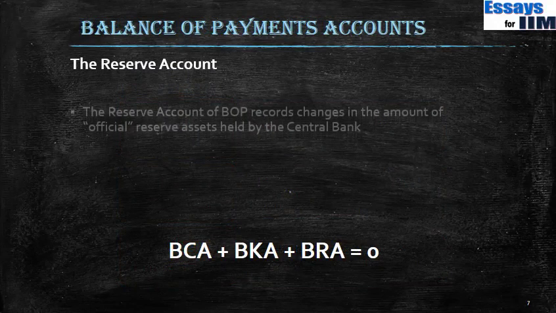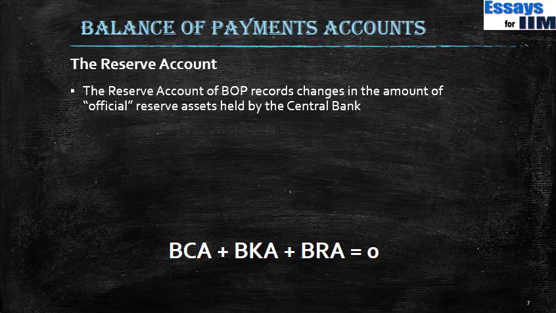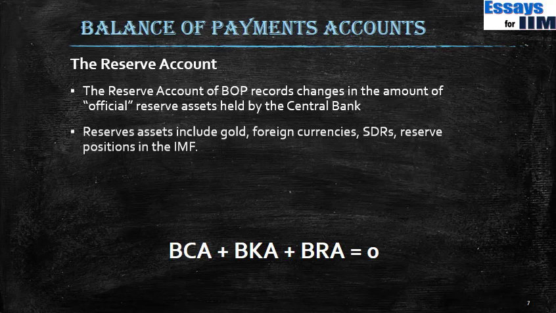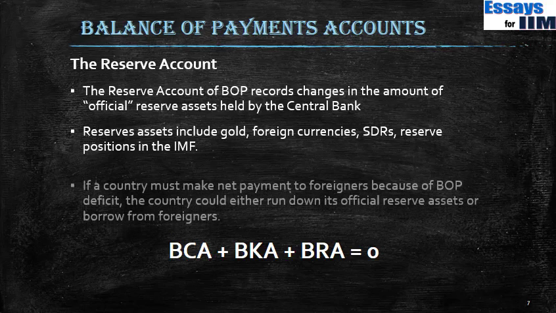So the third thing is the reserve account. The reserve account of BOP records changes in the amount of official reserves held by the central bank. So reserves can be in various forms. It could be in the form of gold, foreign currencies, SDRs, and reserve positions in the IMF.